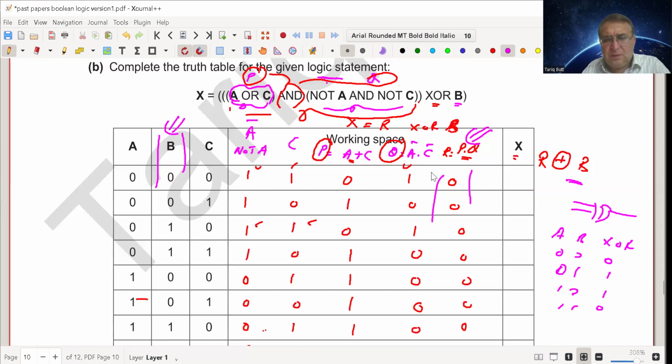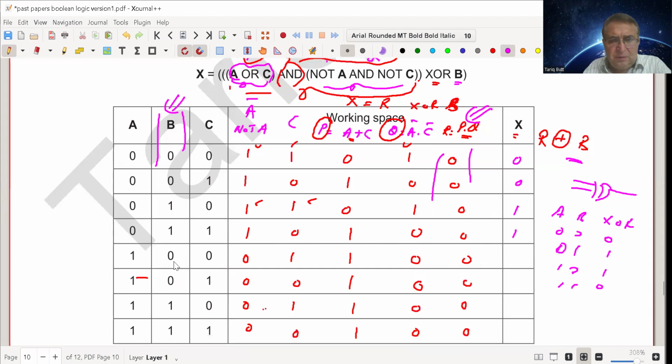So 0 XOR with 0, same, so exclusive OR is 0. This 1, 0 are different, so output is 1. This 1, 0 are different, so output is 1.